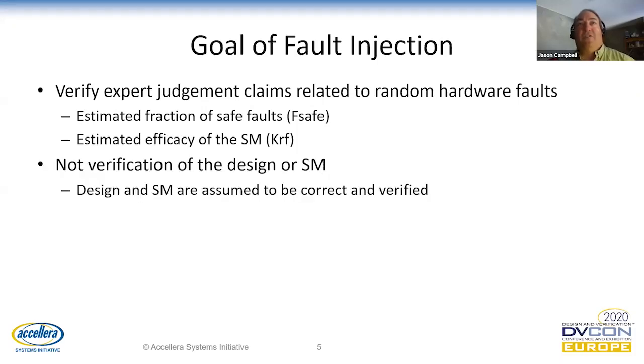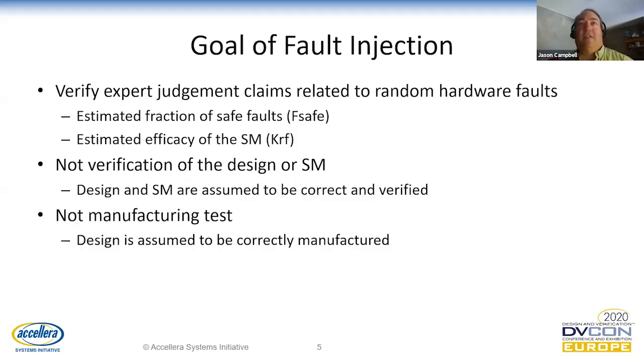What fault injection does not do is verify that the design or the safety mechanism are correct. John touched on this as well. We assume that everything has been verified by a design verification process, everything is good. It also does not verify the design at manufacturing. That was done in the factory, it comes out of the factory, and we assume it was 100% correct when it left the factory. What we're doing is trying to measure the effect of a fault which happens once that design is in use in the car.